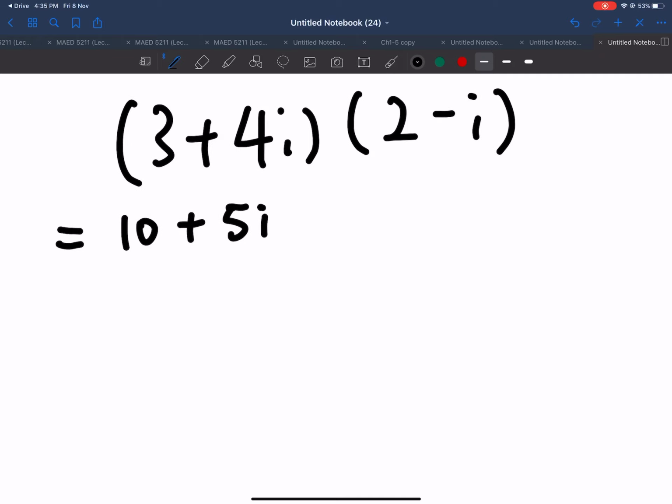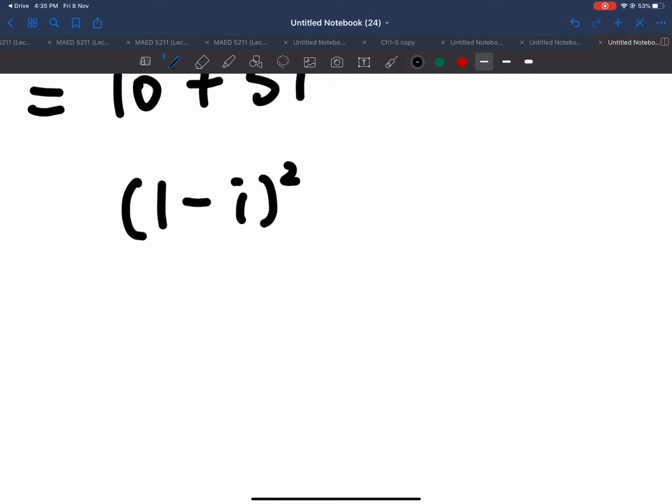Now let's do another example. How about (1 minus i) squared? What do you get? 2 minus 2i. No, it's not 2. It's 0 minus 2i, because i squared equals negative 1. 1 minus 1 is 0. Yeah.